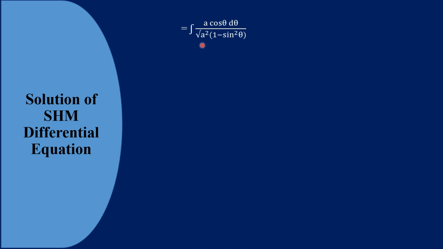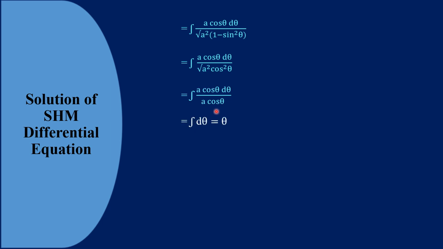Taking a square as common, so root over a square into 1 minus sin square theta, and we know that 1 minus sin square theta is equal to cos square theta. So root over a square cos square theta is equal to a cos theta. So here this a cos theta and a cos theta values get cancelled. So that is equal to integral d theta, that is equal to theta.